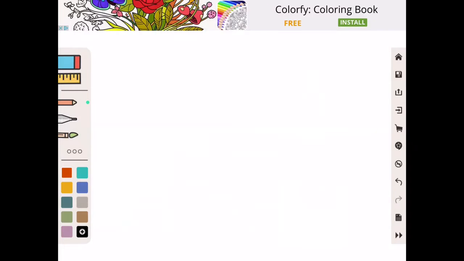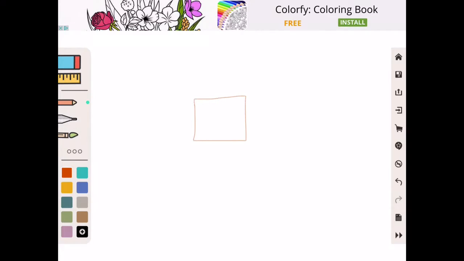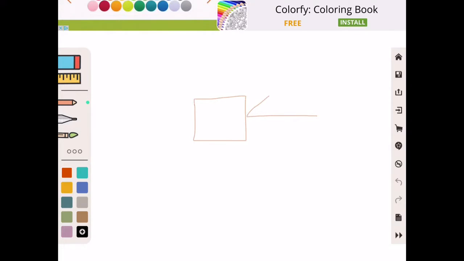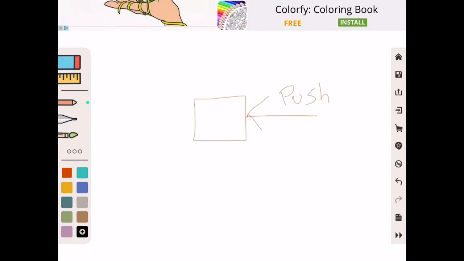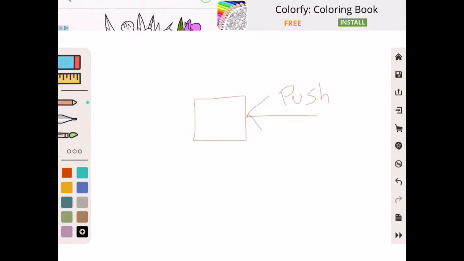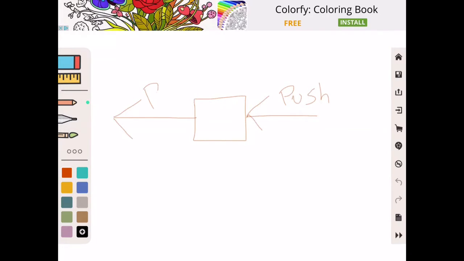Now on to force diagrams. To show a force diagram, you will draw a box. And when you're done drawing this box, this could represent anything. It could be a car, it could be a dog, it could be a box, it could be even you. So let's say you're pushing the box to the left. You will draw an arrow going towards the box. So that would be pushing it. If you're pulling the box, you will draw the arrow away from the box. So that would show that you're pulling the box.